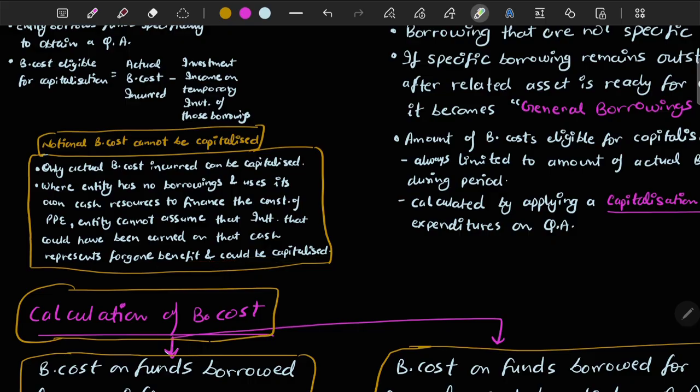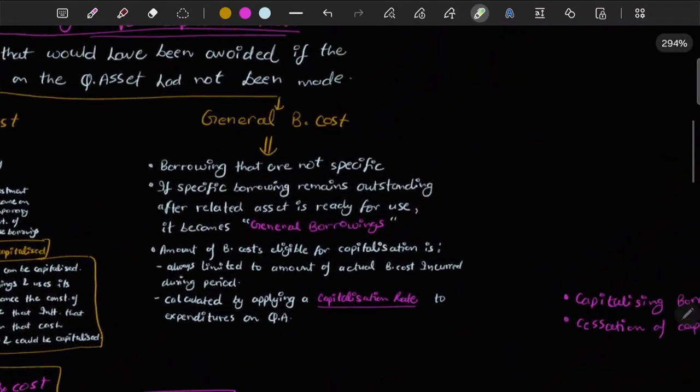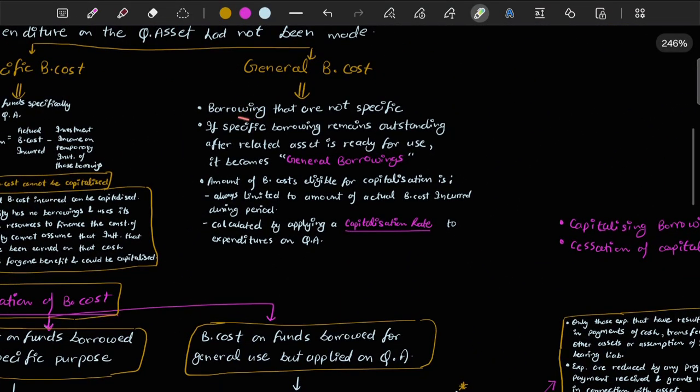So notional interest we cannot capitalize, only what is actually incurred we can capitalize. Great. Now on the general borrowing cost, borrowings that are not specific. If specific borrowing remain outstanding after related asset is ready for use, it becomes general borrowing. Amount of borrowing cost eligible for capitalization is always limited to amount of actual borrowing cost incurred during period.